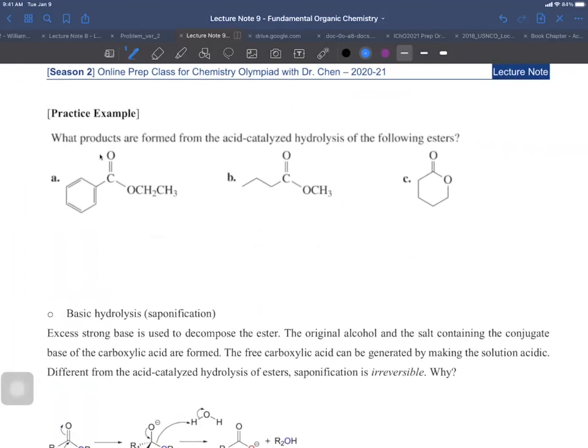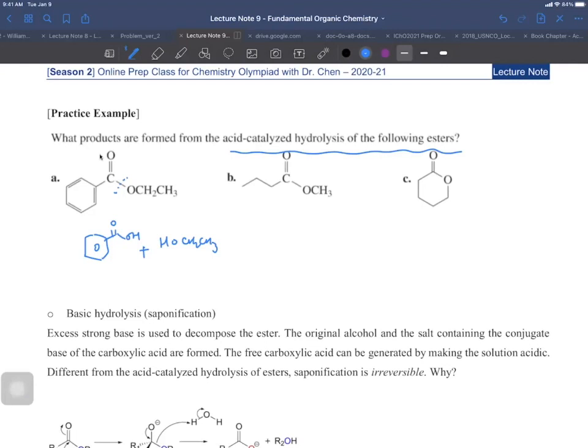Let's have a few practice examples about the products of the acid catalyzed hydrolysis of esters. An easy way is to cut the ester from here. So we can add an OH to the acid fragment, add an H to the alcohol fragment. So we got these 2 products.